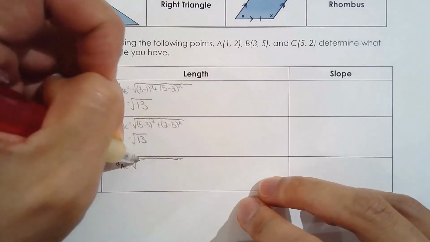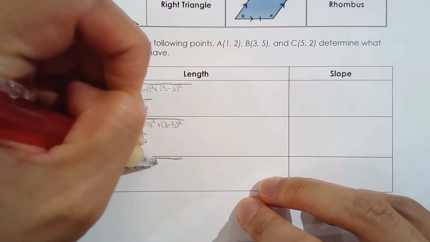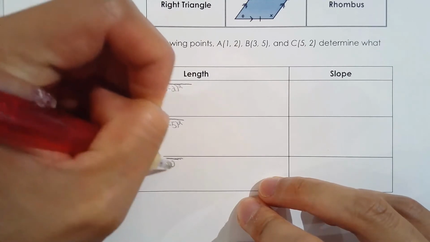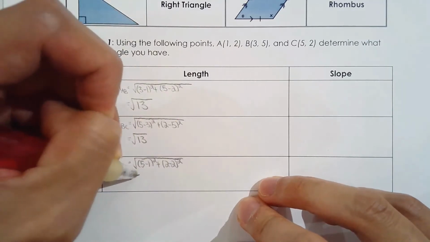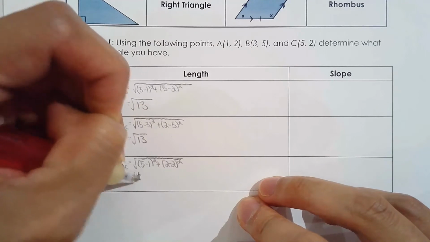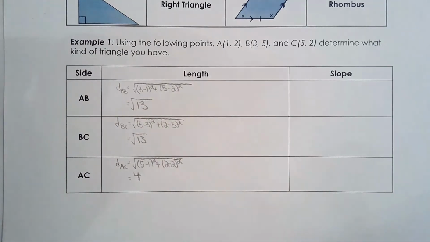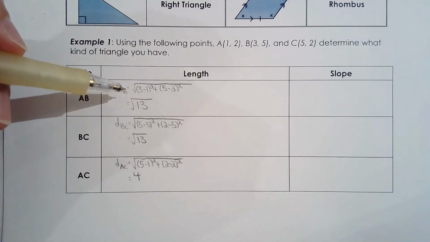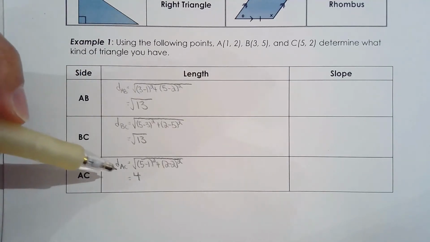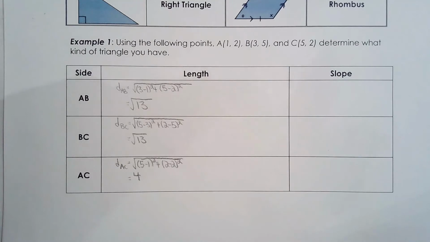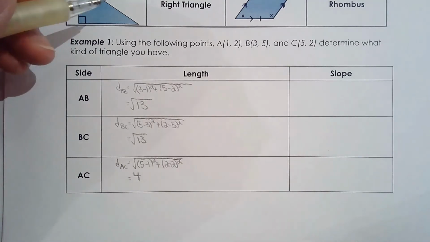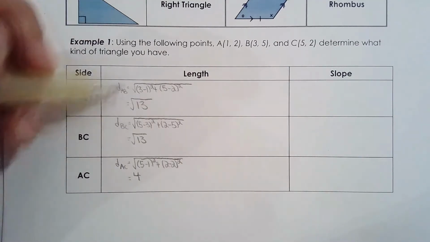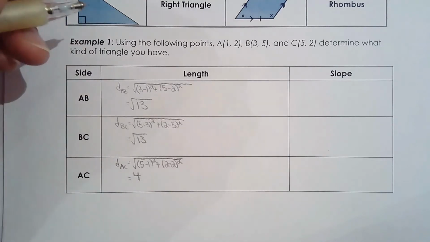AC, one more try. 5 minus 1, 2 minus 2. Okay, so that's just 4. So I can tell you right off the bat it's an isosceles triangle. Now what I can't tell you is whether we have a right isosceles triangle. By the way, I know it's isosceles because 2 of the 3 sides are the same length.